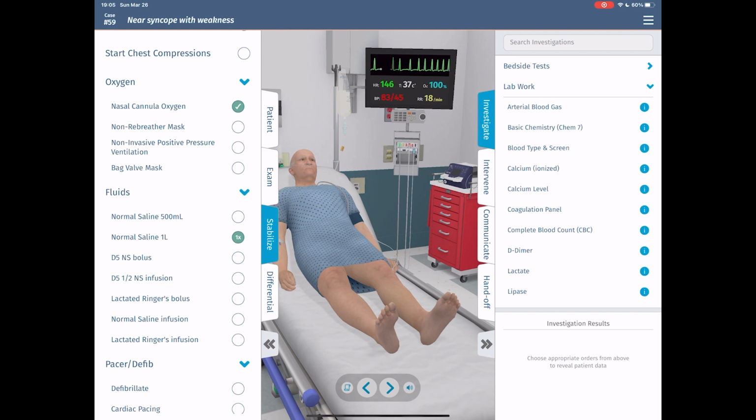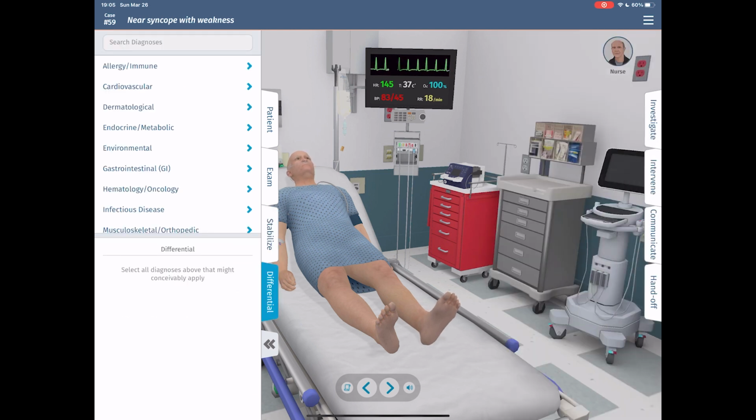Which one do you want to do? So this is, I think, much more realistic. So we're going to go to differential tab, close this. At this point, we know he's hypotensive. He has a history of AFib, so he has some sort of heart problem. He might be allergic to tree nuts if he ate some.